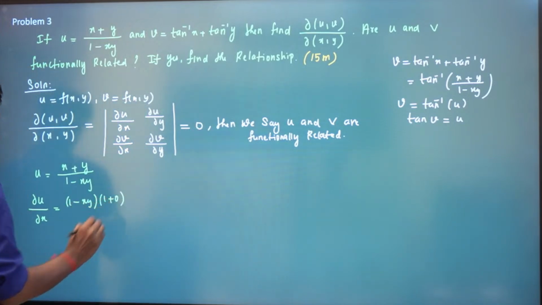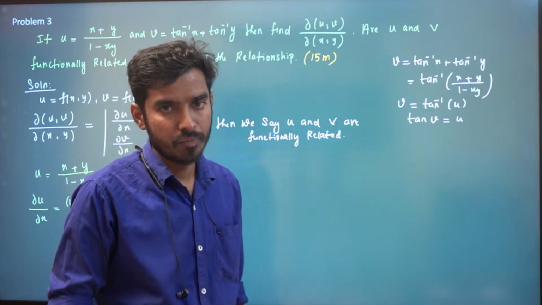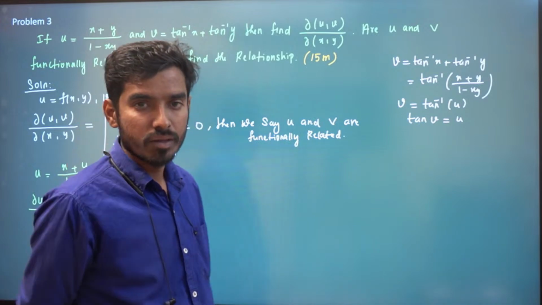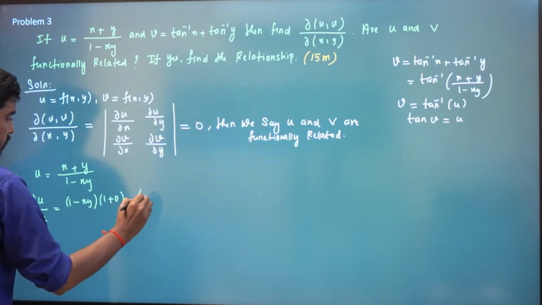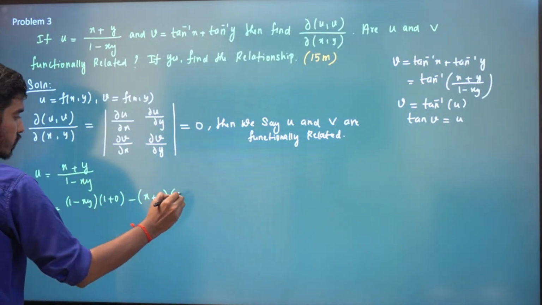It will be 1 plus 0. You differentiate partially with respect to x, derivative of y will be 0. If not, you will have 1 plus dy by dx. But here we are differentiating partially. So b into u dash minus u into b dash, derivative of this. Derivative of 0 is 1.